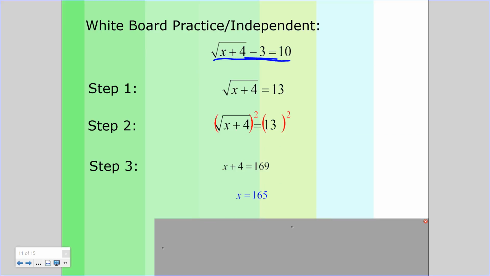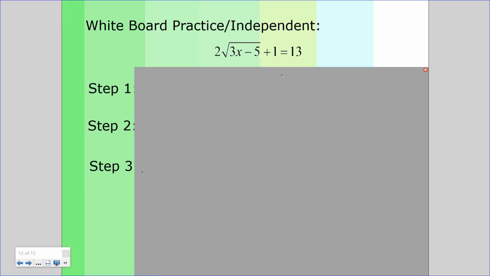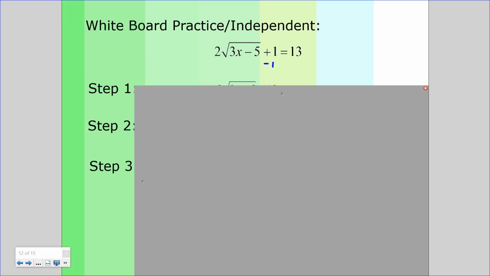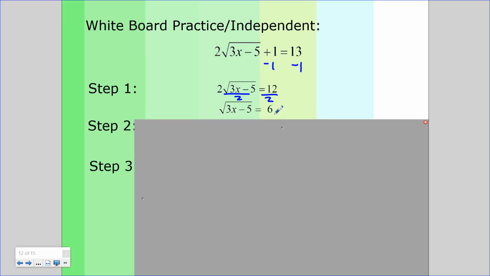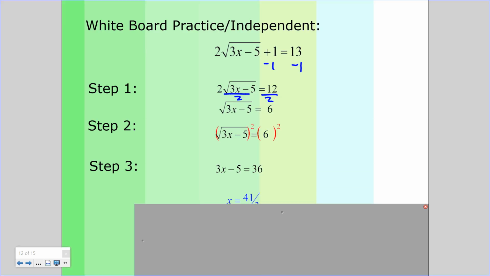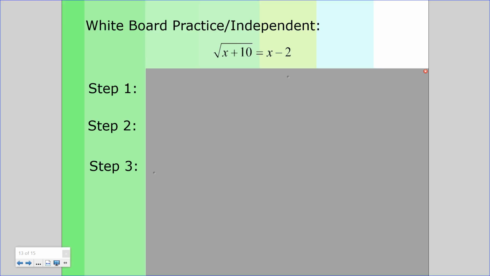Okay, so we are checking. You should have gotten x to be 165. If you need to take a closer look at this work, you can pause the video. Here's your next one. Again, pause, and when you're ready to check, click play. Okay, so to isolate here, you subtract your 1 from both sides and then divide by 2 on both sides to get your square root of 3x minus 5 equal to 6. Square both sides and get x to be 41/3.